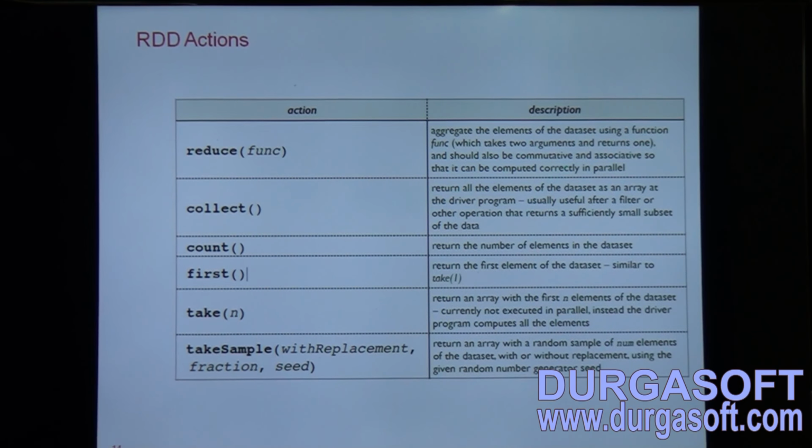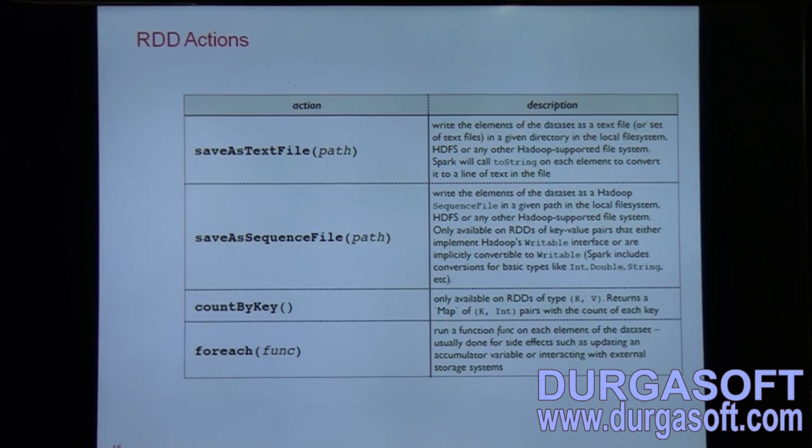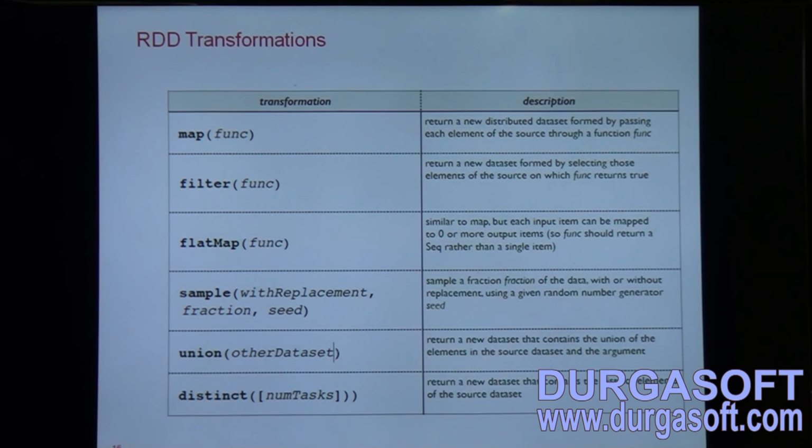So these are all the different functions available for RDD actions: reduce, collect, count, first, take. This is the description of each and every function. Likewise, saveAsTextFile, saveAsSequenceFile. So these are all the different RDD actions.